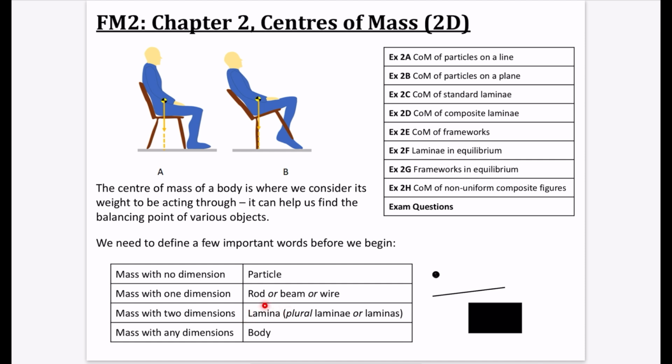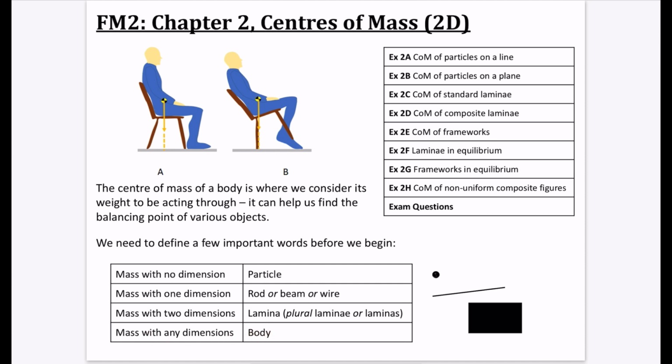We also need a new word. This is probably the one that people won't have come across before: a lamina, a mass with two dimensions, like this two-dimensional rectangle that we've got here. It could be a metal sheet, a piece of paper, a piece of card. It is something that has only got two dimensions. Of course, in real life, things do have three dimensions, but we're saying that that third dimension, how thick that piece of paper is, is negligible compared to the other two. Now, for the plural of lamina, we can either say laminas or laminae, a bit like the plural of formula is formulae. And then last of all, a mass with any dimensions is a body.